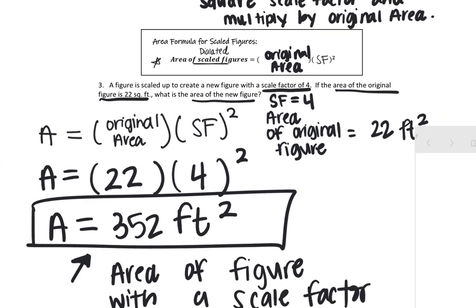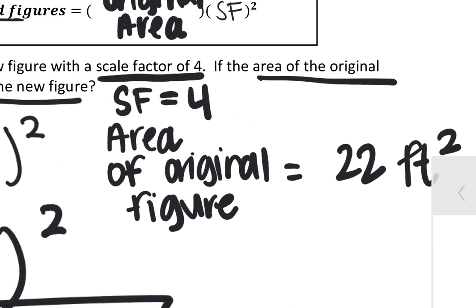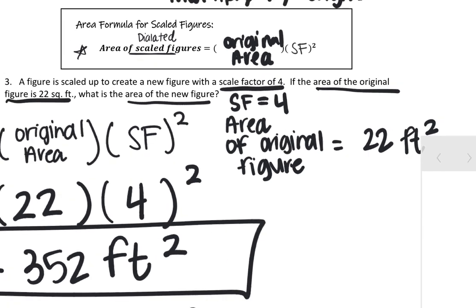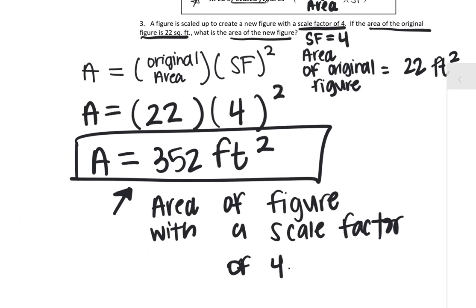Ok, para ejemplo 3, me dice que una figura está escalada para crear una nueva figura con un factor de 4. So, el scale factor es 4. Dice que la figura original tiene una área de 22 pies cuadrados. ¿Cuál es la área de la nueva figura escalada? Ok, entonces yo aquí en esta parte puse dos piezas importantes de información. So, el scale factor es 4, la área original es 22. Dos cosas que solamente necesito para buscar la área nueva de la figura escalada.